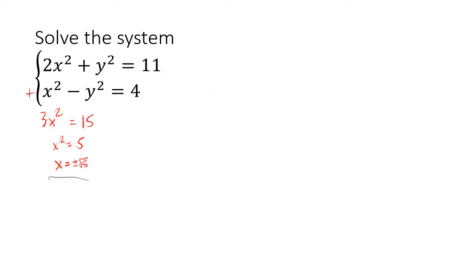So let's plug it in the bottom one. Looks like it'll be easier. In fact, let's solve the bottom equation for y first. So we've got y squared is going to equal x squared minus 4. And so if we plug in positive square root of 5, y squared is equal to the square root of 5 squared minus 4, y squared is equal to 1. So y would equal, by the same reasoning, plus or minus square root of 1, which is just 1.